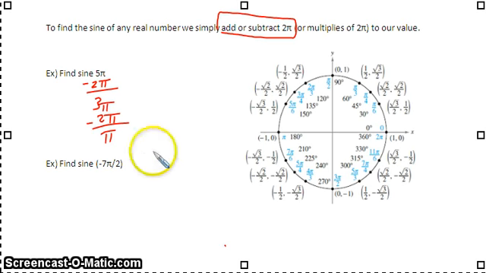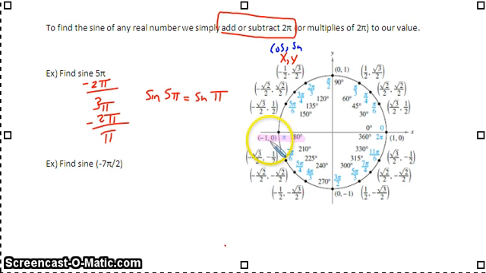Now I'm left with pi when I do that. And notice that pi is on the unit circle. So what I can really say is that the sine of 5 pi will be exactly the same as the sine of pi. And what we know about the unit circle is that, remember, this is an x comma y. It also can be written as a cosine comma sine. So in this problem, the sine value is the y value, which is 0. So my answer is actually 0.